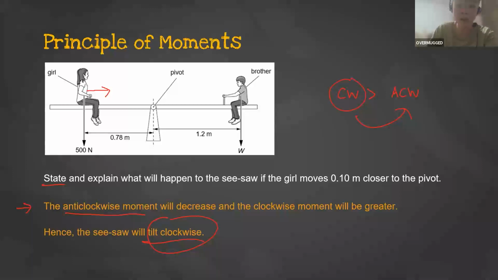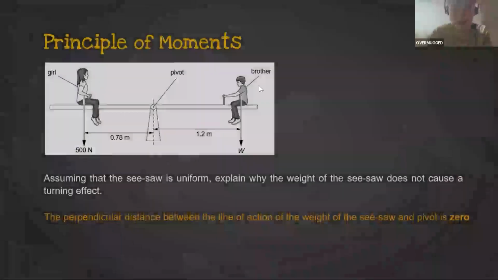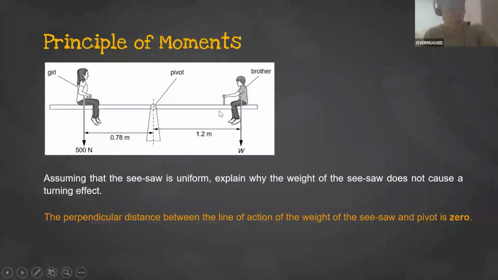Next commonly tested exam question. Assuming that the seesaw is uniform, explain why the weight of the seesaw does not cause a turning effect. The seesaw is uniform, which means the center of gravity, or where the weight of the seesaw will be, is at the center. The weight is over here. Because the perpendicular distance between the line of action of the weight and the pivot is 0, there is no moment generated. Are you able to understand this?